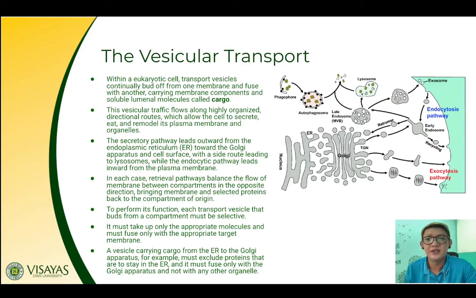Okay, so retrieval pathways, the process of going back to the ER, are important because part of it has already been lost when the transport vesicle buds off.